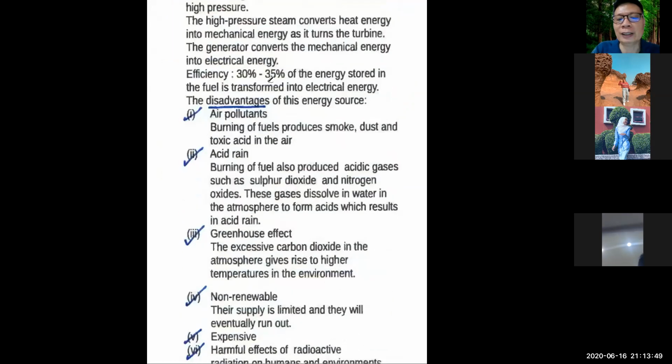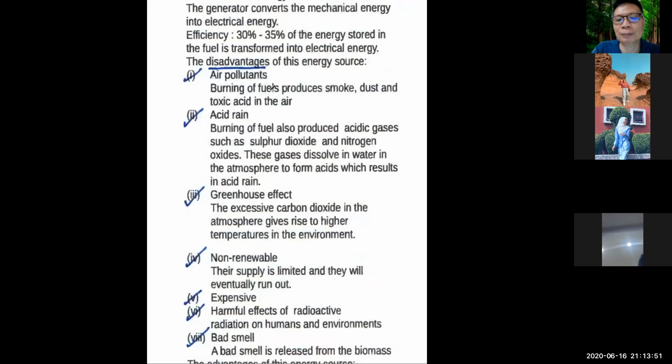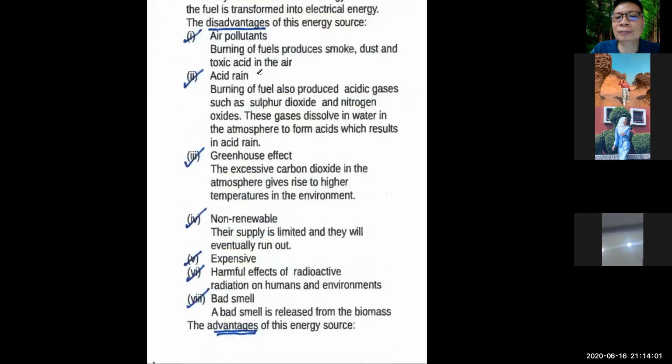Okay, no good one. You see, got a lot of disadvantages. Also, you must know, even if boring, you have to know now. Okay, air pollutant can pollute. Okay, because burning of petrol, burning of natural gas, burning of coal, you can produce pollutants to pollute the air. Okay, just highlight the title. This one no good.